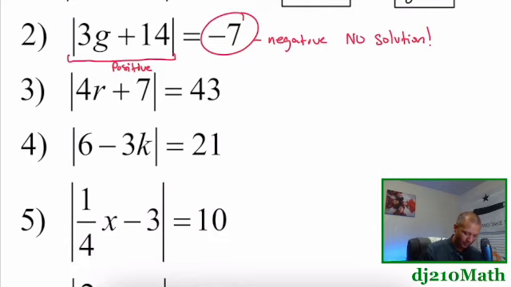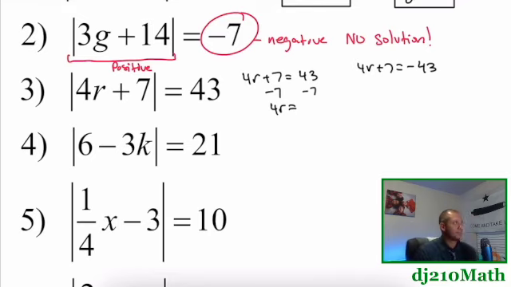Number three. So 43 is positive, so 4R plus 7 is equal to 43. 4R plus 7 is equal to negative 43. Minus 7, so it's going to be 4R. 43 minus 7, so 7 is 3 and 4, so 36. Divide both sides by 4. R is equal to 9. 36 divided by 4 is 9.